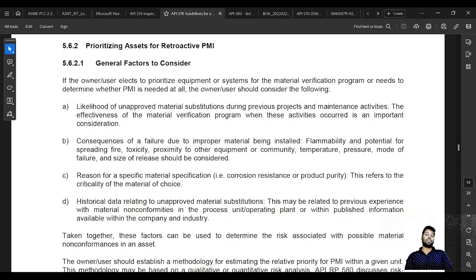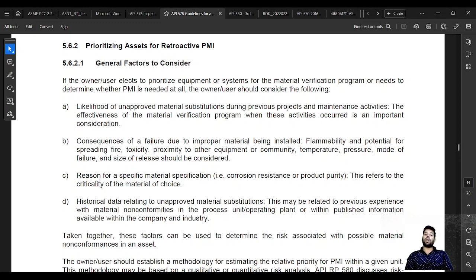Considering the consequence of failure due to improper materials being installed: flammability and potential for spreading fire, toxicity, proximity to other equipment or community, temperature, pressure, mode of failure, and the size of release should be considered. Reasons for a specific material specification: this refers to the criticality of the materials of choice.